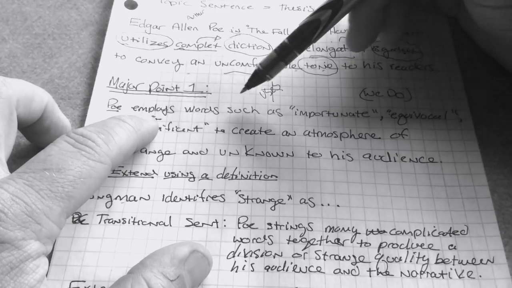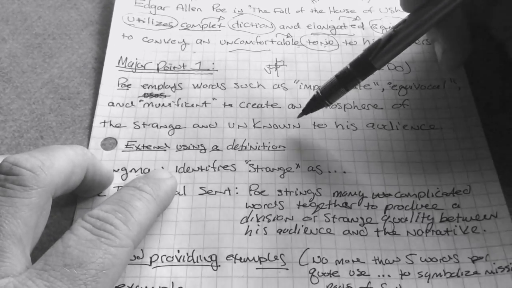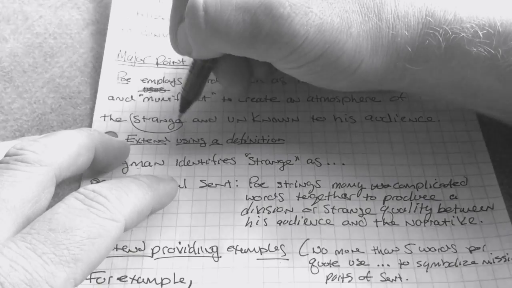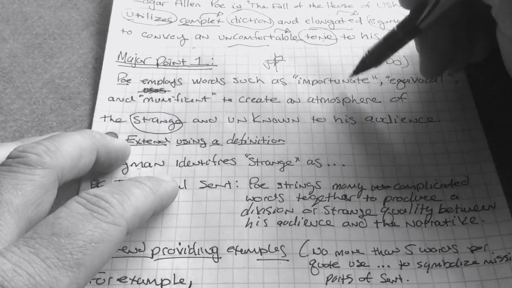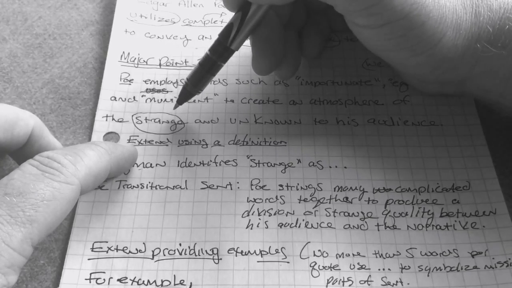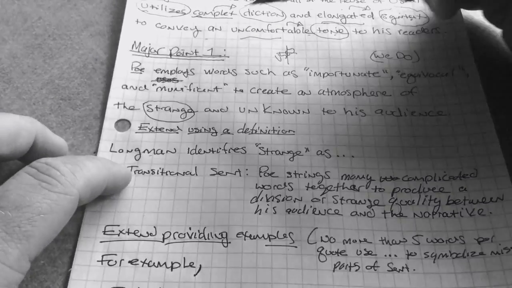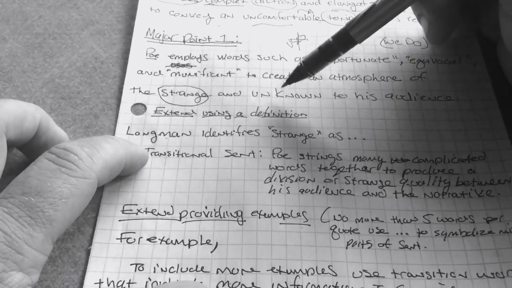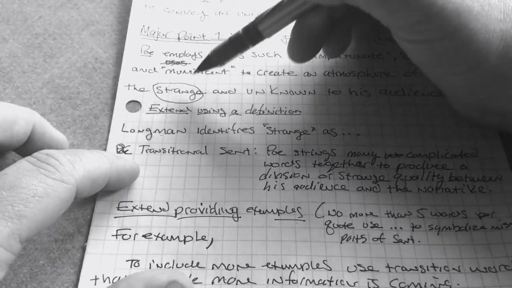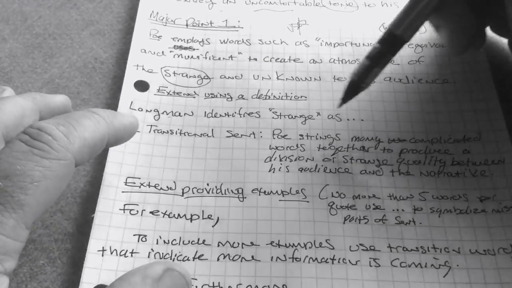Poe employs words such as importunate, equivocal, and munificent to create an atmosphere of the strange and unknown to his audience. Okay? We honed in and we focused on this word strange because that's part of our claim. And you're actually giving some examples here in your topic sentences, but you're saying that he made the story very awkward for the reader to read just by using bigger vocabulary words. Strange and unknown. So what we did to extend our paragraph, because that's one of the things that you guys were saying you had difficulties with, is we used a definition. Longman identifies strange as, and then we looked up strange, put the definition in there.